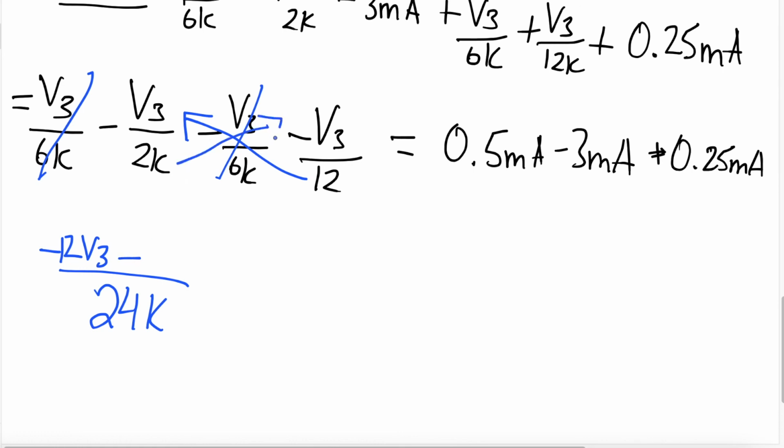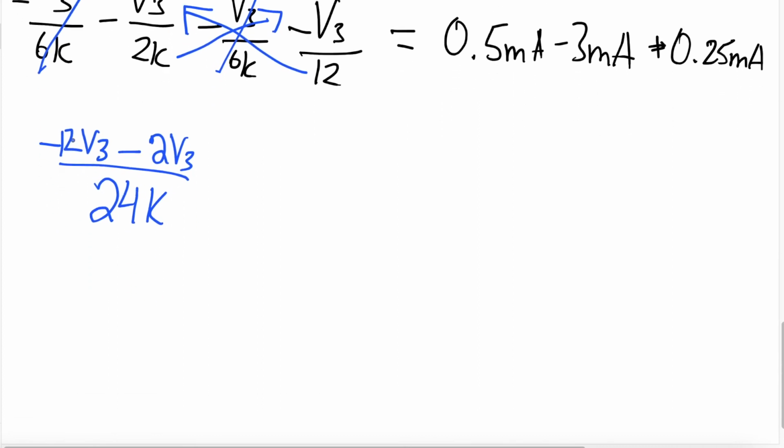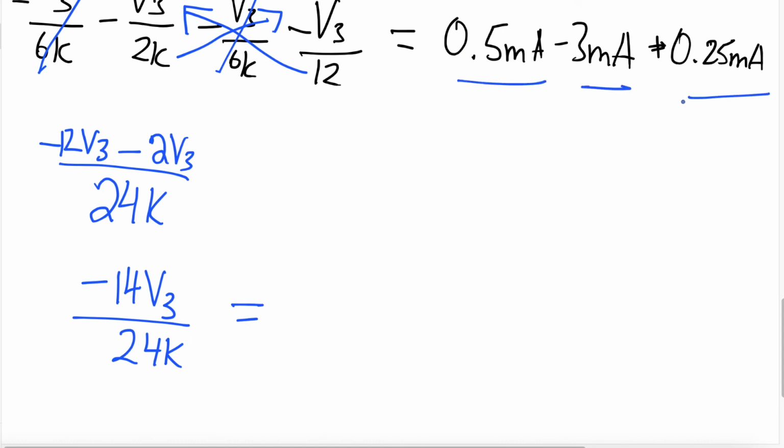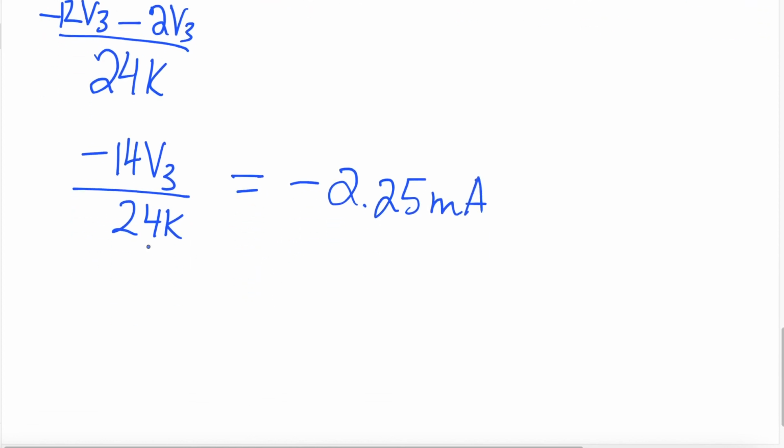Minus, then we have 2K times V3, which is just 2 V3. What this becomes is negative 12 V3 minus 2 V3, which is negative 14 V3 divided by 24K. And what is this equal to? We add all this up: 0.5 minus 3 plus 0.25. Then what we get is minus 2.25 milliamps. Now this is a very easy, simple equation to solve for V3.